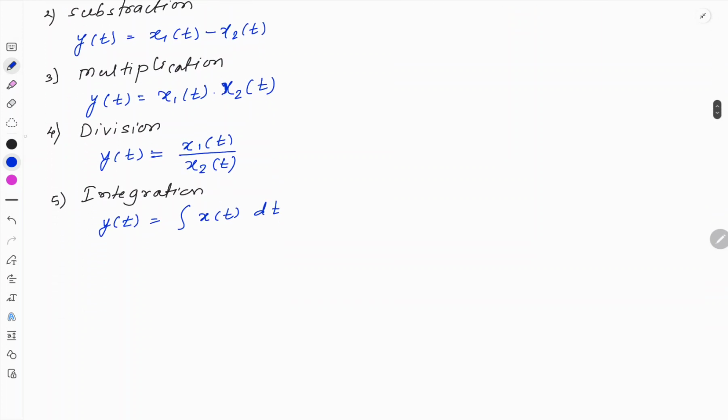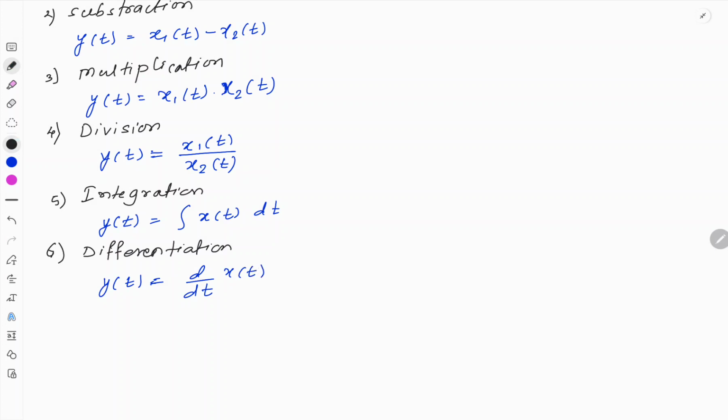The next operation is differentiation. Here we are going to differentiate our signal x of t by dt. So y of t is equal to d by dt of x of t.